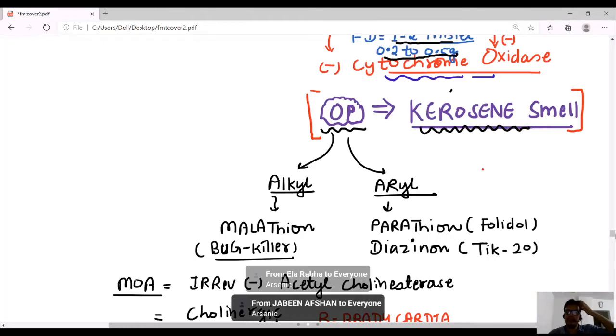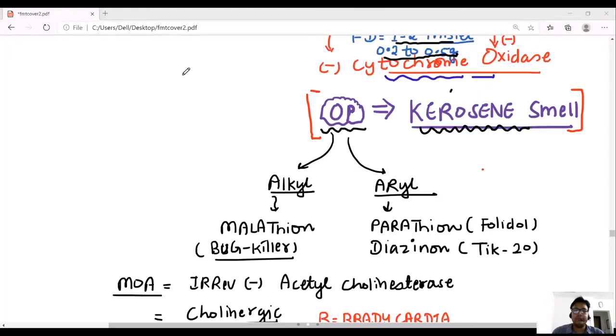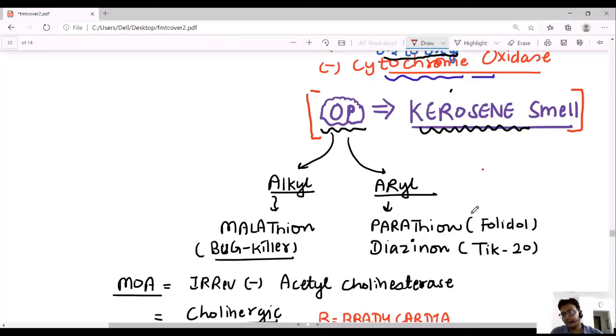arsenic. Absolutely right. Okay. Organophosphorus gives a kerosene like smell.